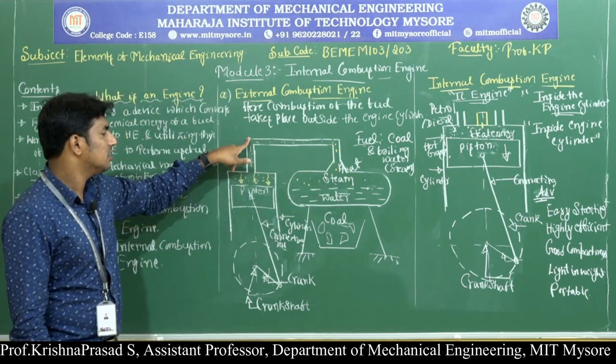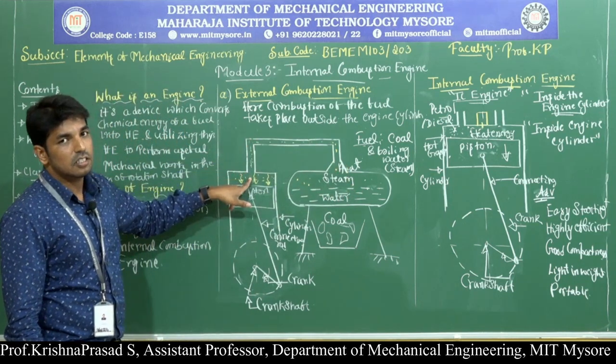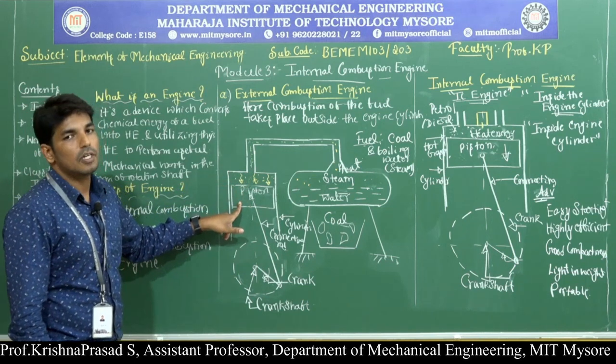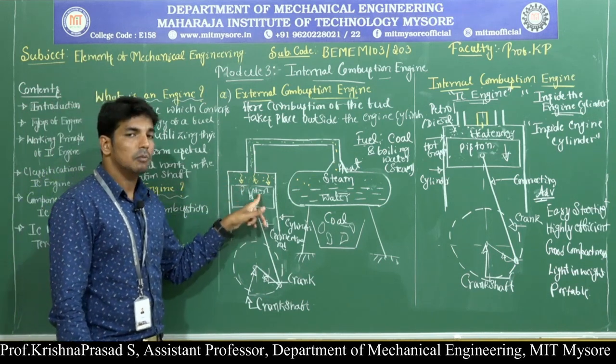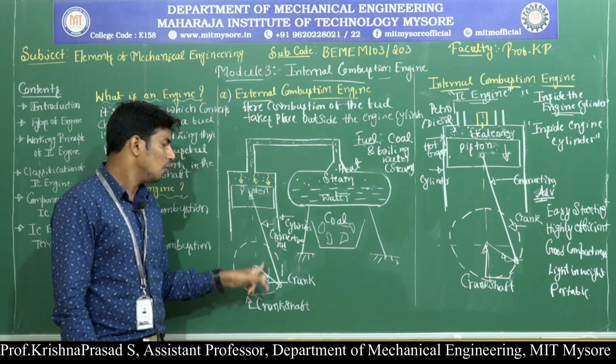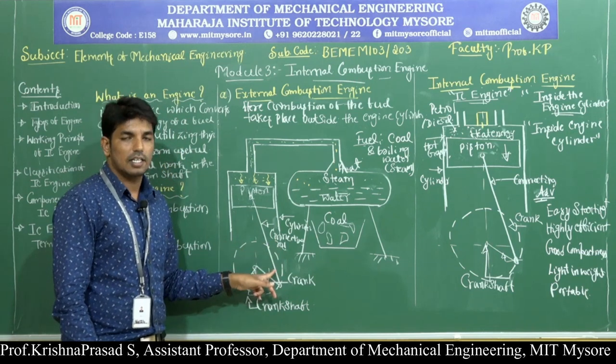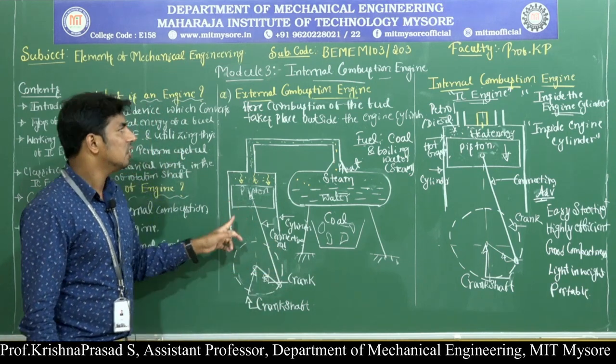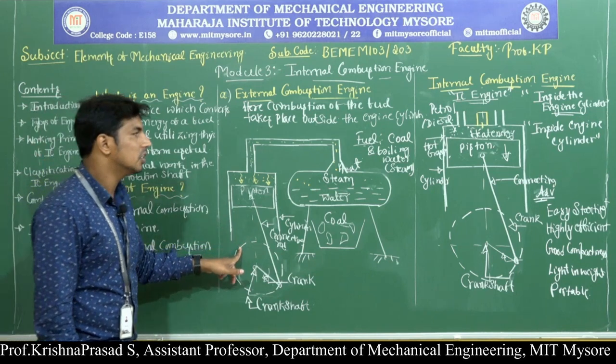This heat energy of the steam expands and exerts a large force on the movable component called the piston. From the piston, motion is transferred to the crankshaft through the crank as well as the connecting rod. Okay, so this is the working of the external combustion engine.